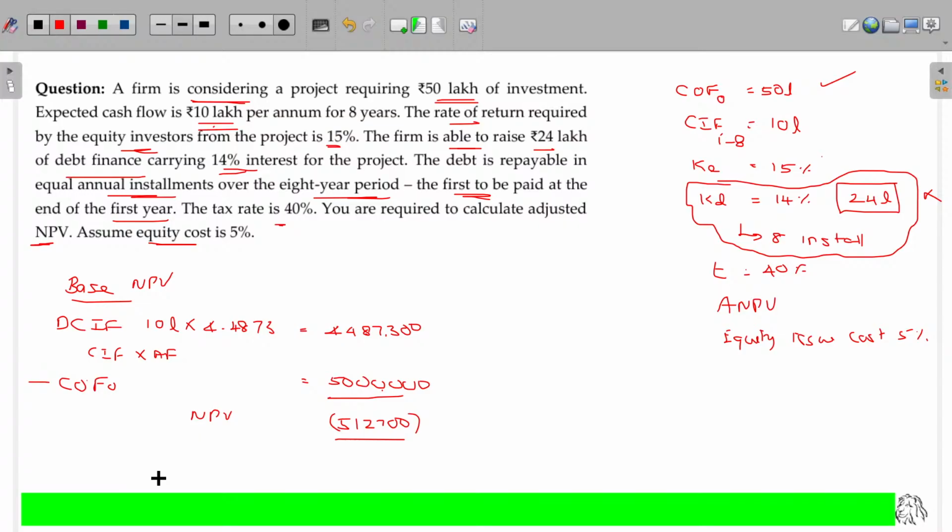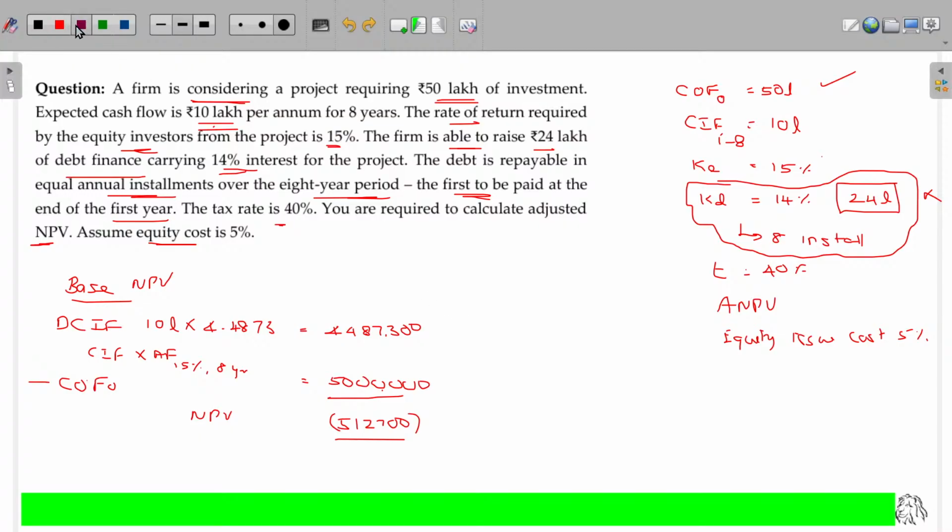NPV is negative. Now remember, this annuity factor is found out for KE, that means 15% for 8 years. Am I right? If the rate, rather than being 15, is 14, what happens? This value will be higher, and there is a chance of a positive NPV also. So if the cost of equity decreases, the discounted cash inflow increases. Sometimes it may be higher than the cash outflow and give us a positive NPV.